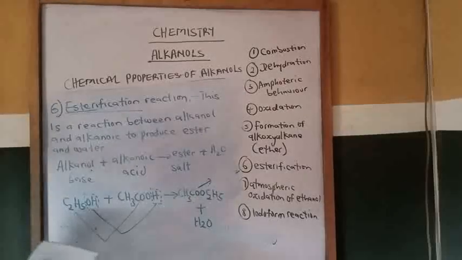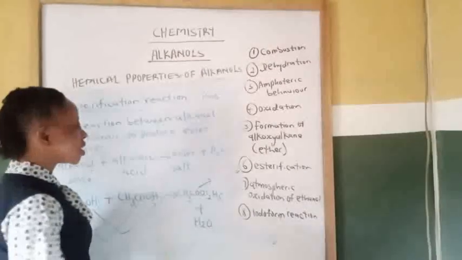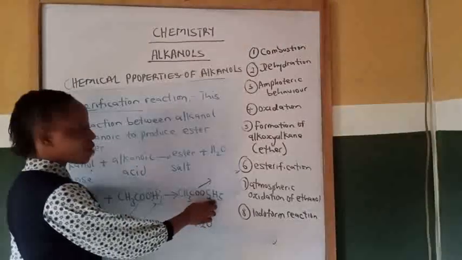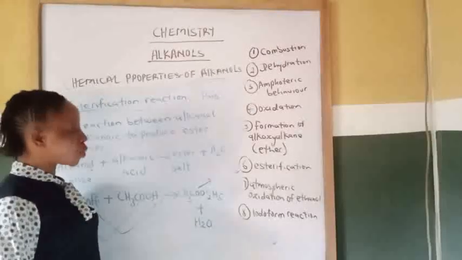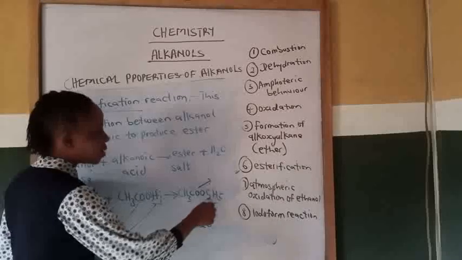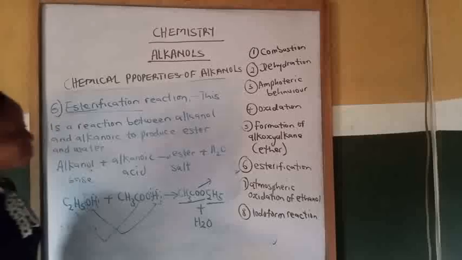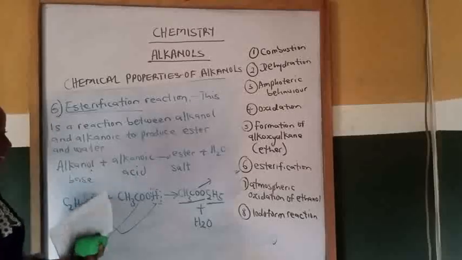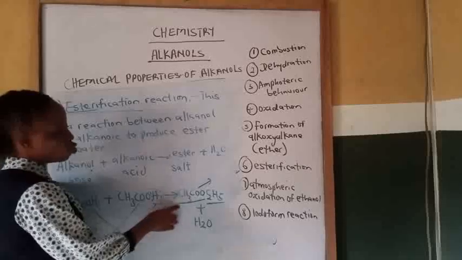Don't forget that under alkanoate, which is known as ester, we always name our product from the back to the front. So what we have at the back is an alkyl group. The main alkanoate, the main ester, is the root hydrocarbon of the ester.